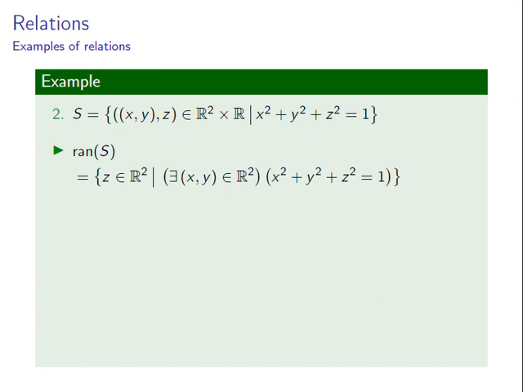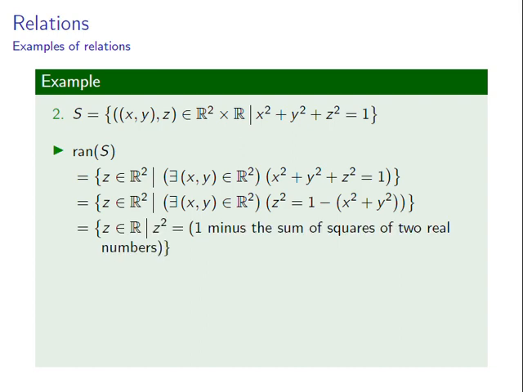The range of S is the set of all real numbers z with the property that for some ordered pair (x, y) of real numbers, x squared plus y squared plus z squared equals 1, or equivalently, z squared equals 1 minus the sum x squared plus y squared. In other words, z squared is 1 minus the sum of the squares of two real numbers.